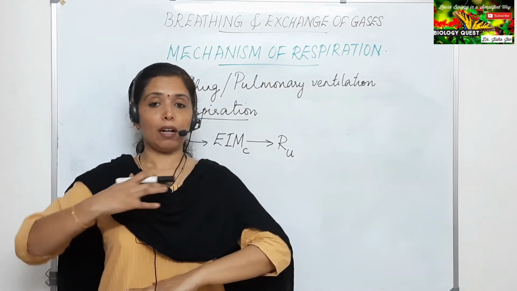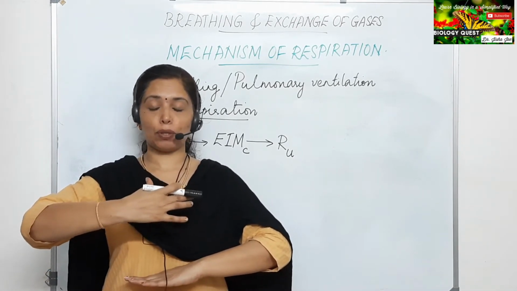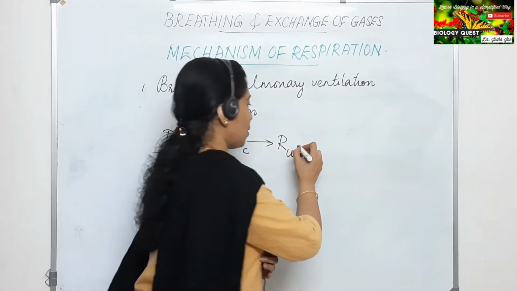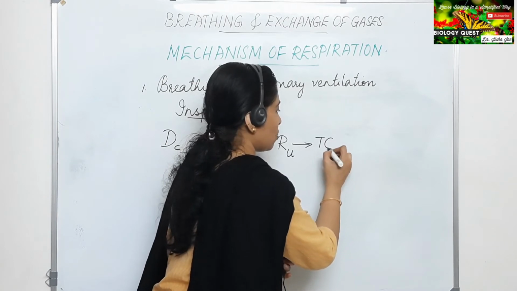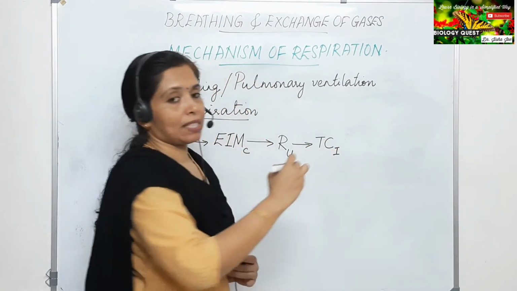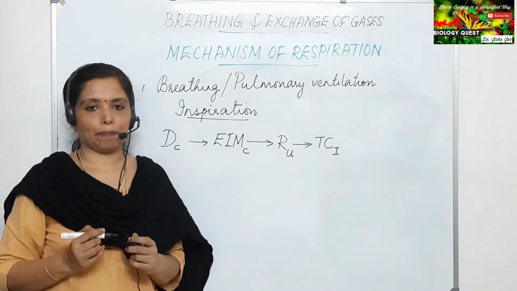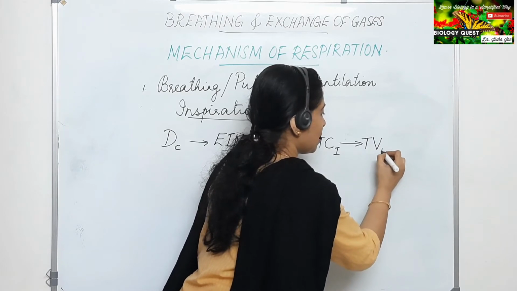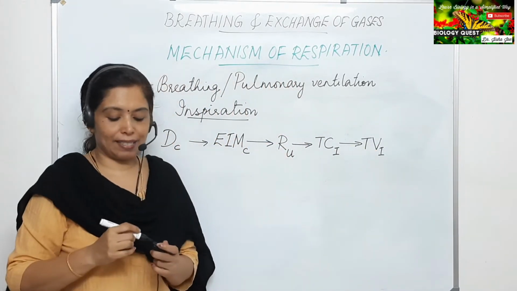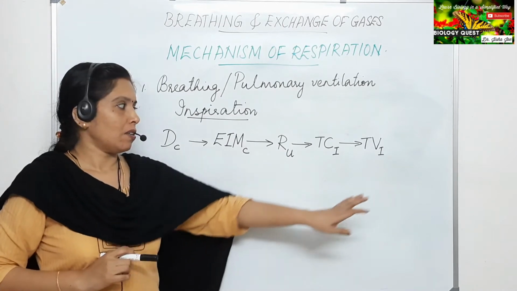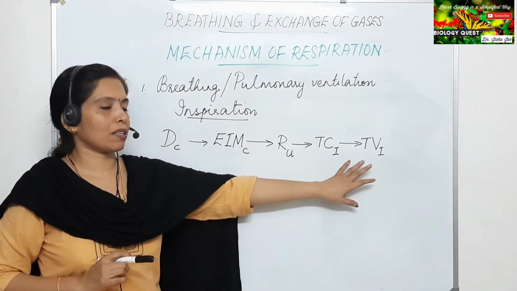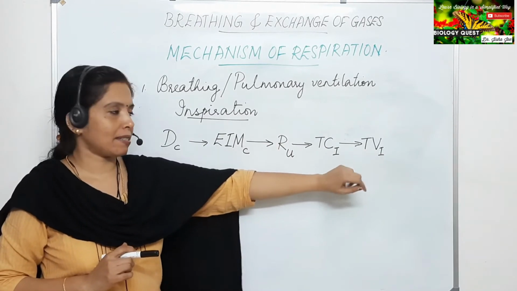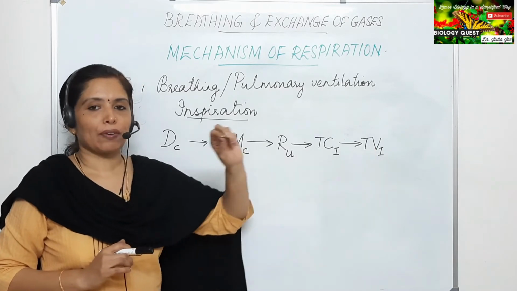The diaphragm has moved down, and the ribs and the sternum have both moved upwards. So naturally there is an increase in size of the thoracic cavity. TC is thoracic cavity. The thoracic cavity increases in size, thereby increasing the volume of the thoracic cavity. TV stands for thoracic volume. I'm using these alphabets just to make it easier for you.